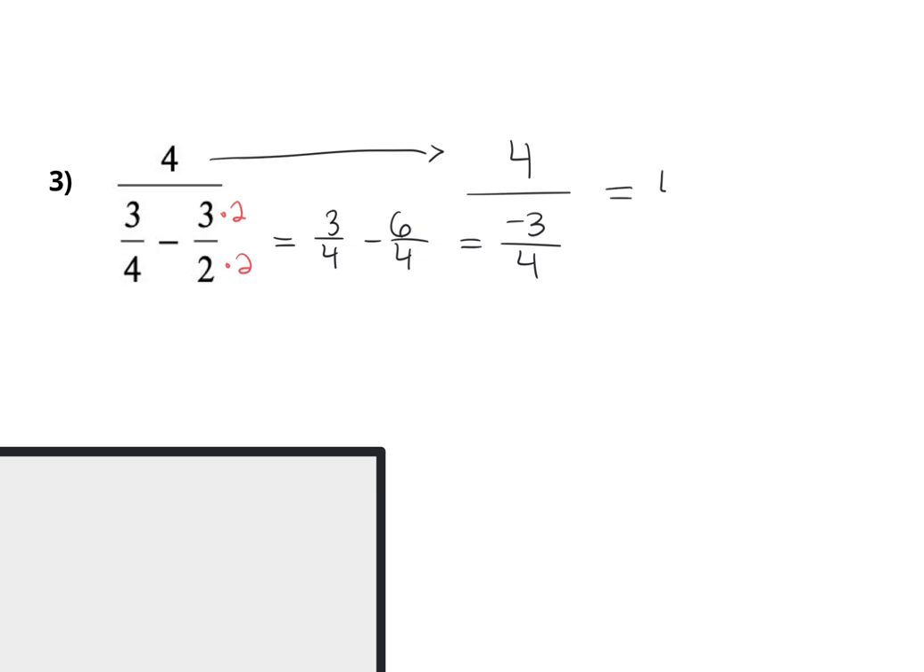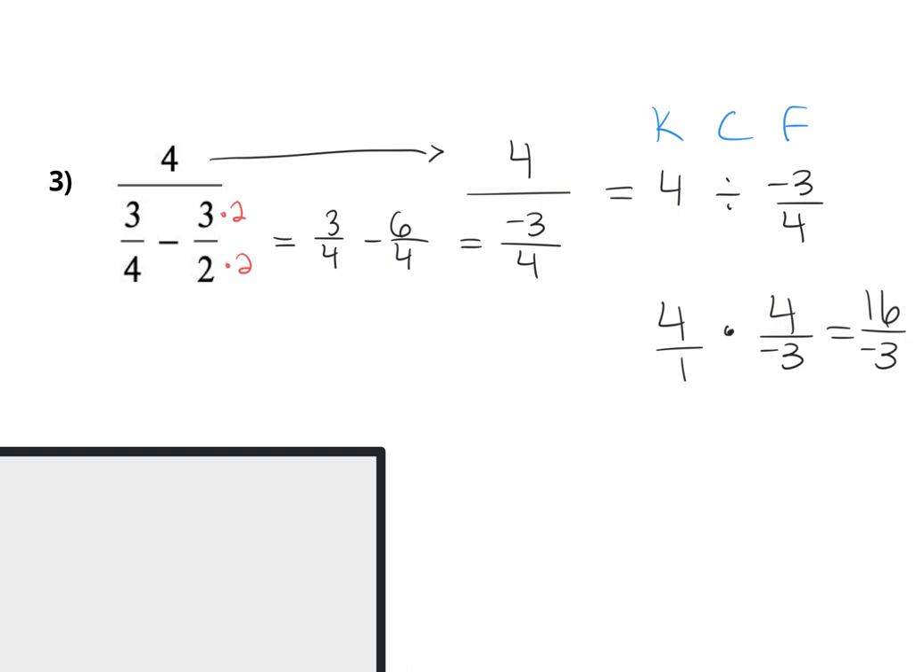Now rewrite it as division. 4 divided by negative 3/4. Keep, change, flip it. 4 times 4 over negative 3. What's really over or underneath this first 4, this whole number? 1. Good. So then we get 16 over negative 3.